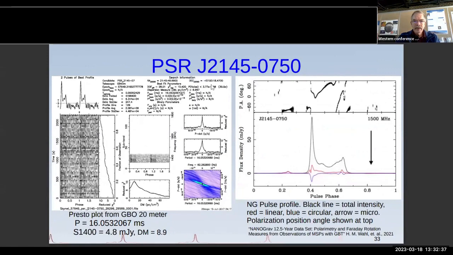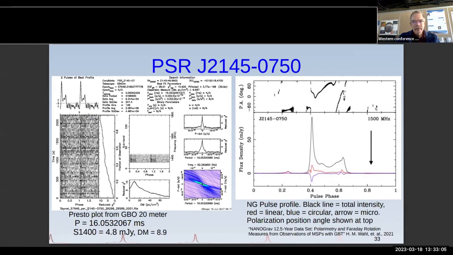So, J2145-0750. The Presto plot looks good from the Green Bank Observatory, except you notice there's this big chunk here. You've got a double peak or wide peak. What's going on there? When you're doing Presto runs and you first see something like this, my initial thought is, oh, I didn't fold it at the right period. The folding period is wrong or something else is wrong.